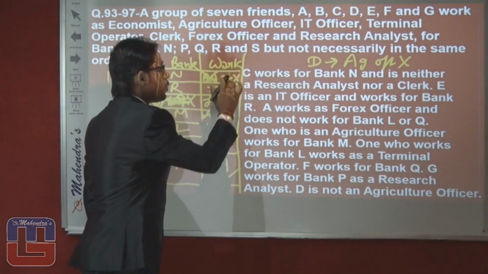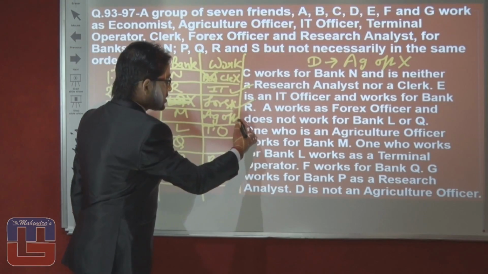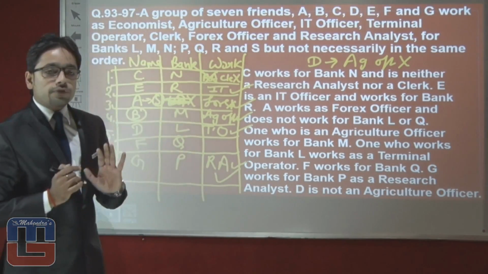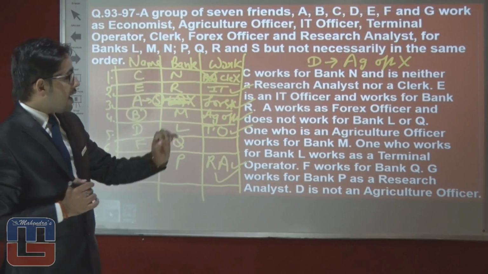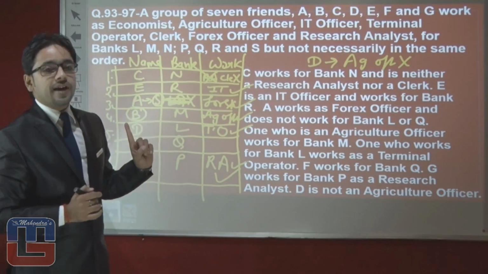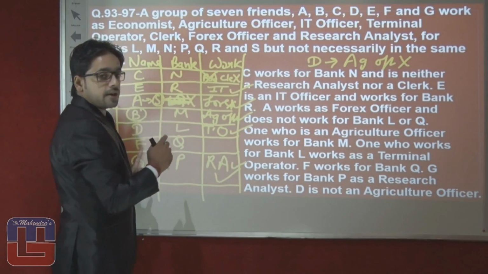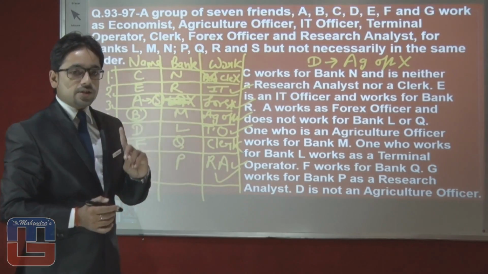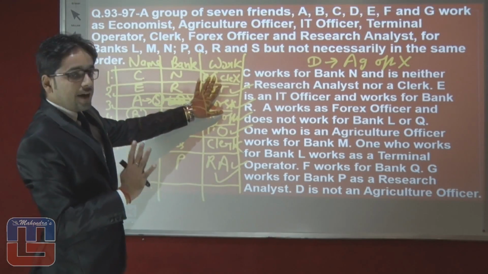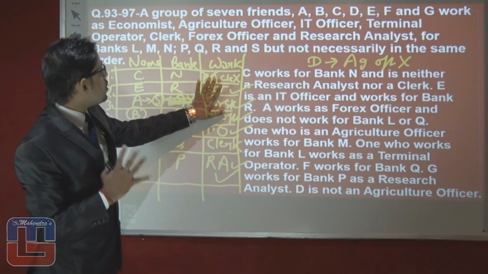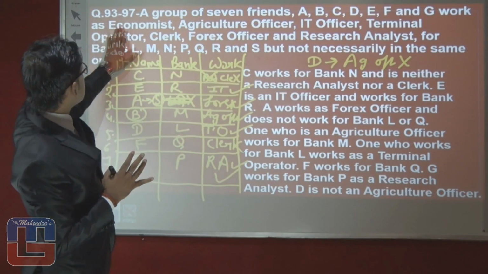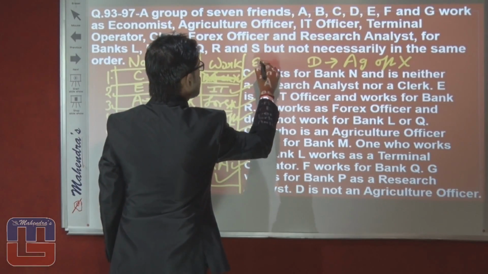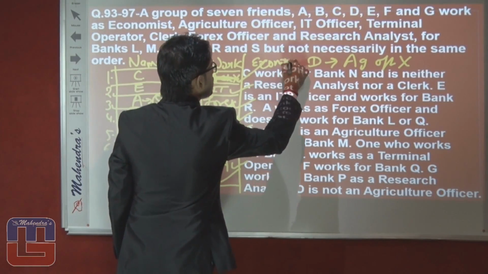Let's move on towards the work. IT officer, forex officer, agriculture officer, terminal operator, research analyst. Out of 7, 5 workplaces we have already mentioned. We can easily find out that if clerk is not there, then the position of clerk should be here. And now only 1 place is vacant. We have to find out what work is still vacant. That is economist. So we can say that this chair should go to economist.